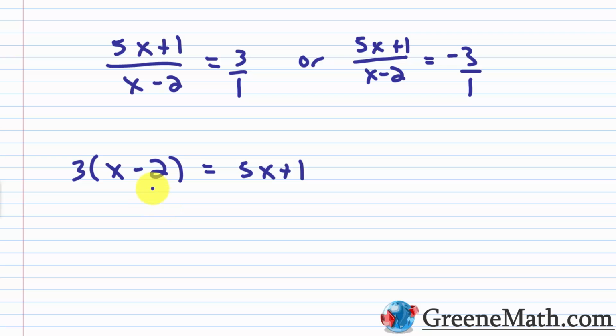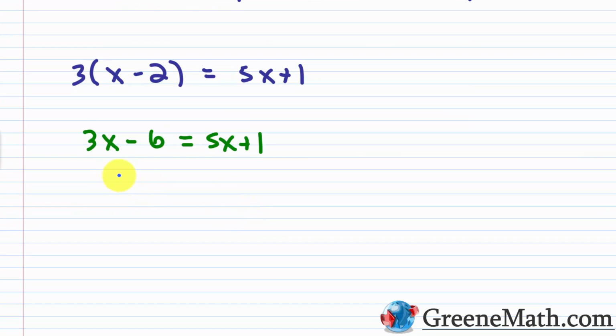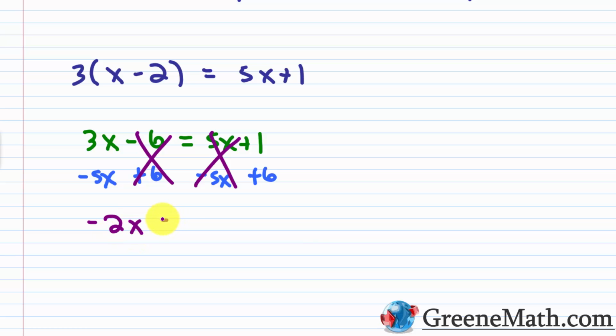So if I go through and use my distributive property, this would be 3x minus 6 is equal to 5x plus 1. All right, so to solve this, we can just subtract 5x away from each side of the equation and then add 6 to each side of the equation. So we know this cancels and this cancels. 3x minus 5x is -2x. And this is equal to 1 plus 6, which is 7.